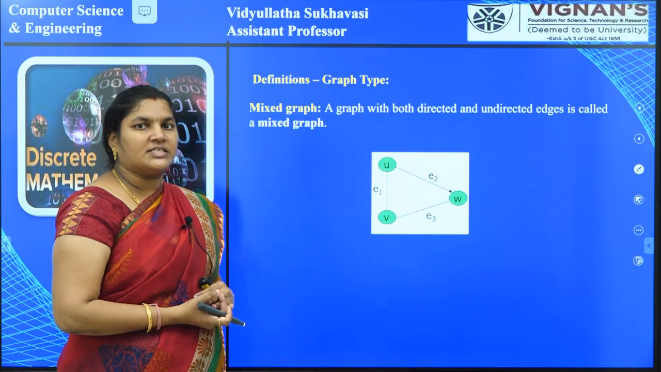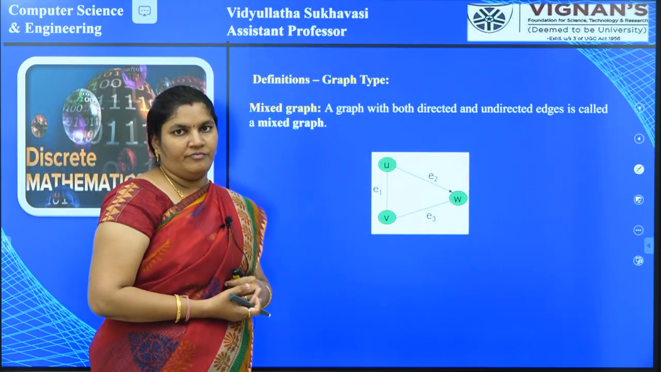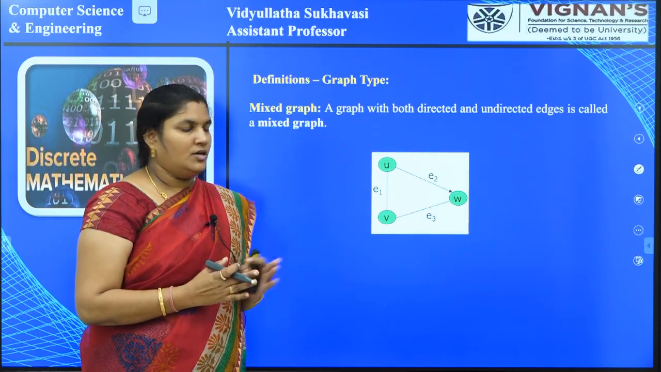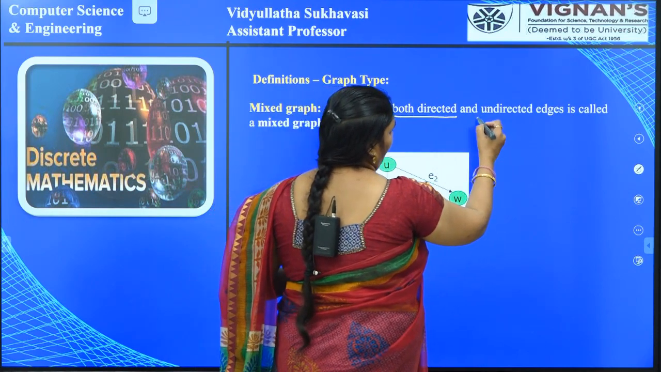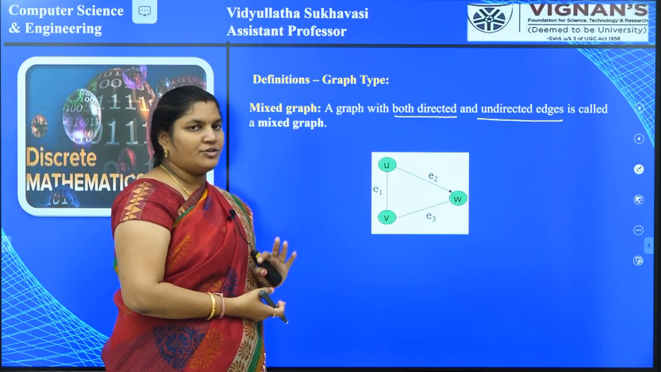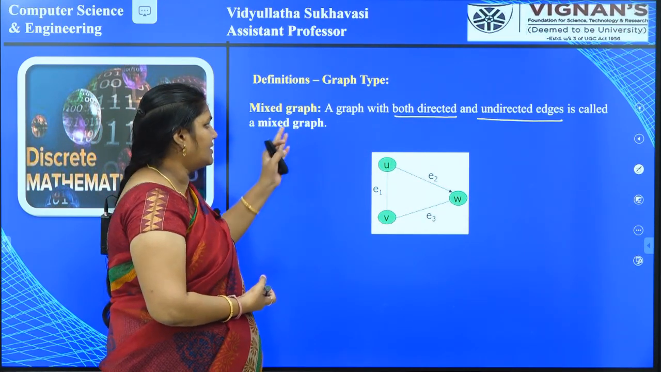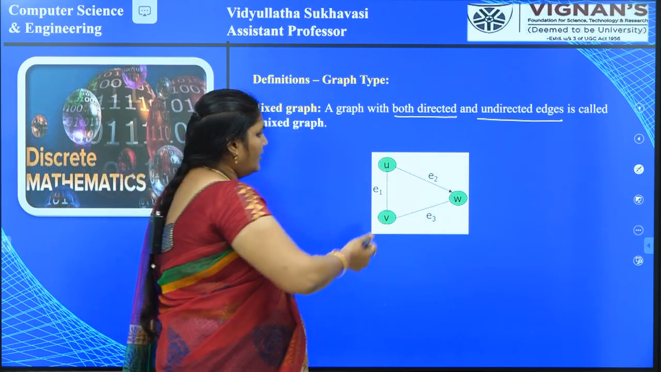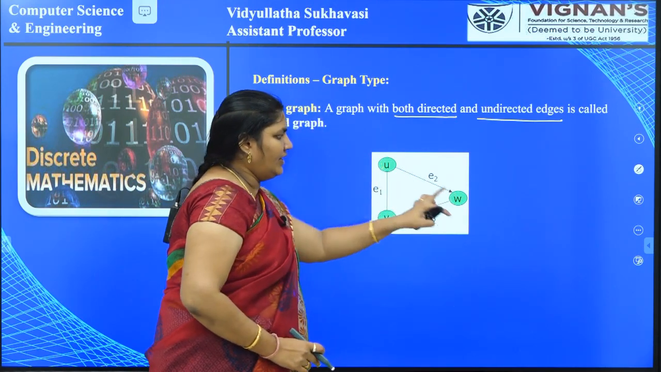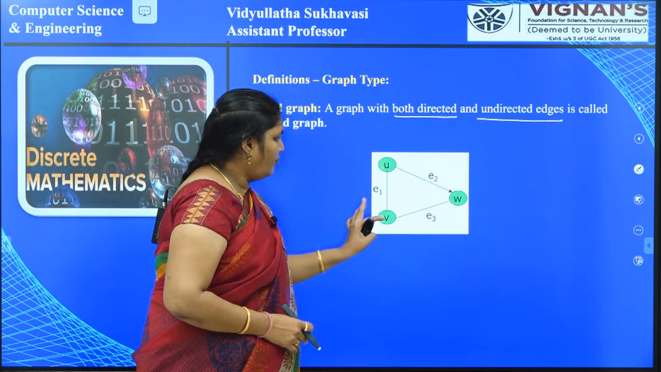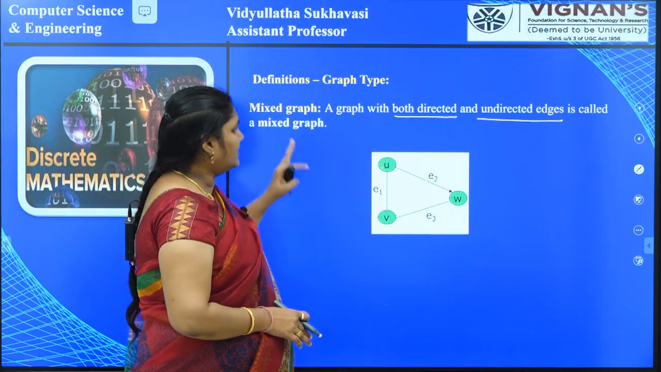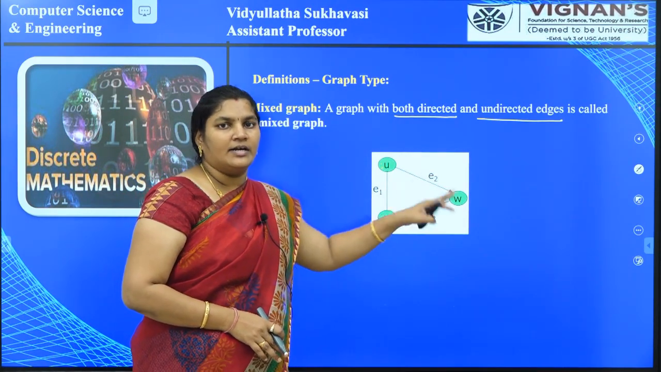Next one is the mixed graph. Why do we call it a mixed graph? It consists of a combination, where both directed and undirected edges are there. Since it is a combination of both directed and undirected, we call it a mixed graph. Here from U to W we have an arrow, which means between U and W we have a direction. But the other edges don't have any arrow, which means they don't have any direction. So a mixed graph is a combination of directed and undirected graphs.